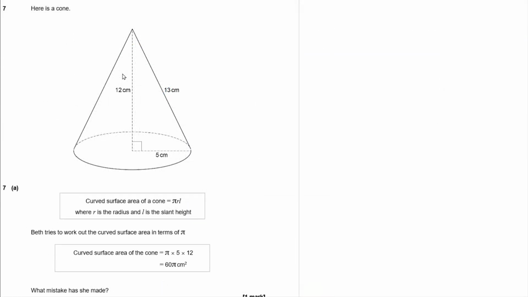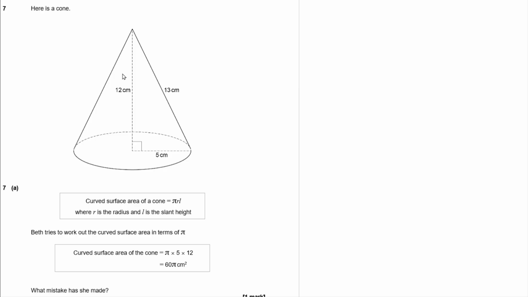Question 7. Here is a cone, and we know that the curved surface area of a cone is pi r L, where r is the radius and L is the slant height. Beth tries to work out the curved surface area in terms of pi, and she's written down pi times 5 times 12, which is 60 pi centimeters squared. What mistake has she made?